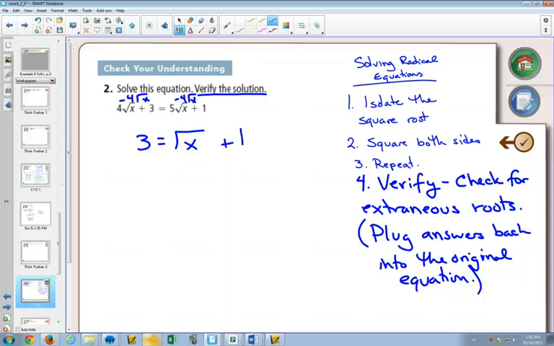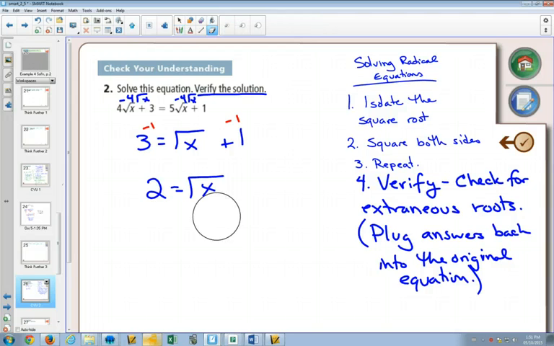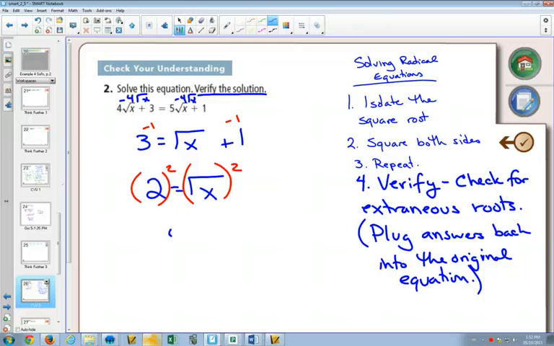Still have a plus 1 there. My radical isn't isolated yet. Subtract 1 on both sides. And I get 2 is equal to the square root of x. Now we can square both sides. And we get 4 equals x.